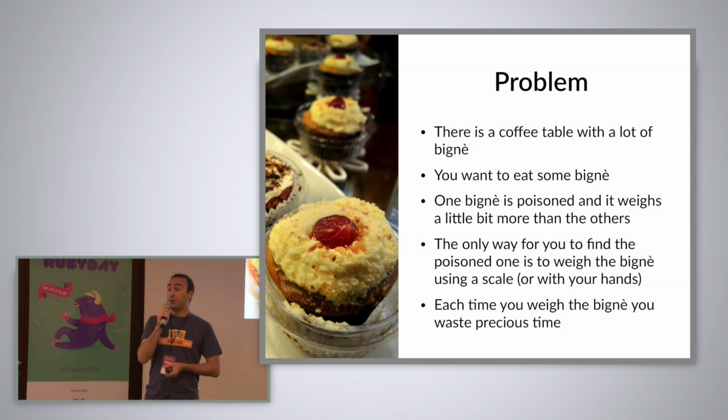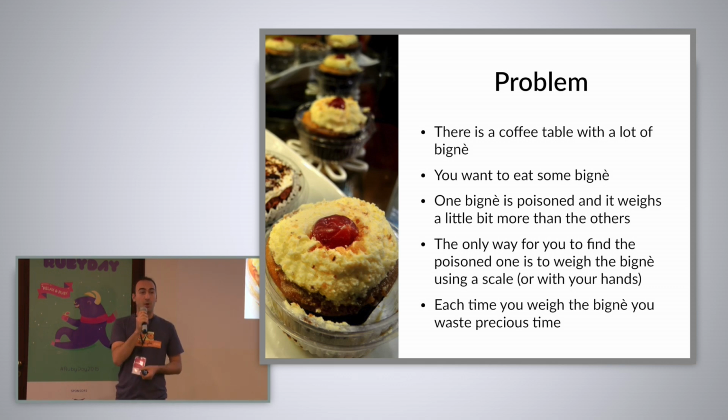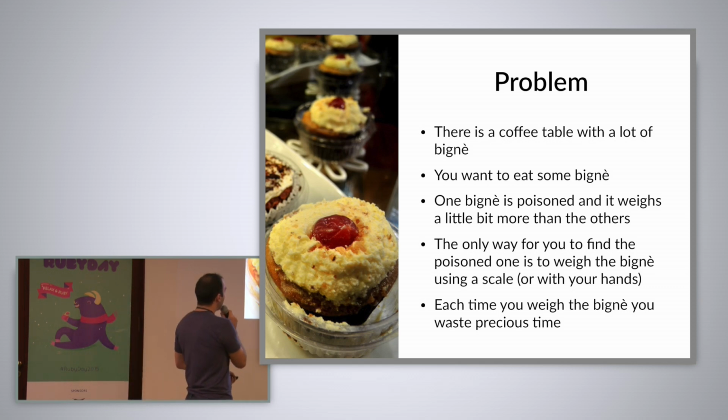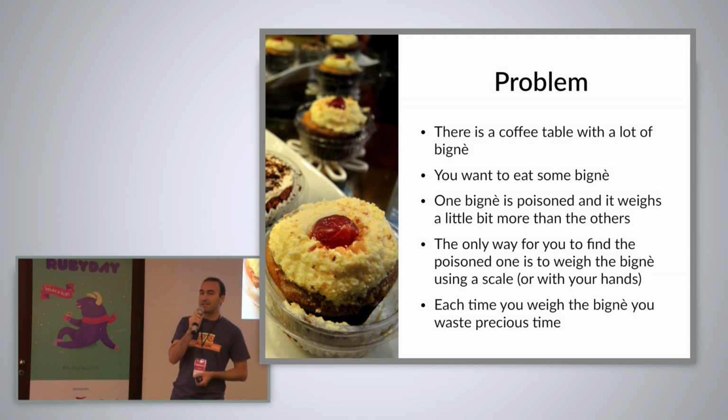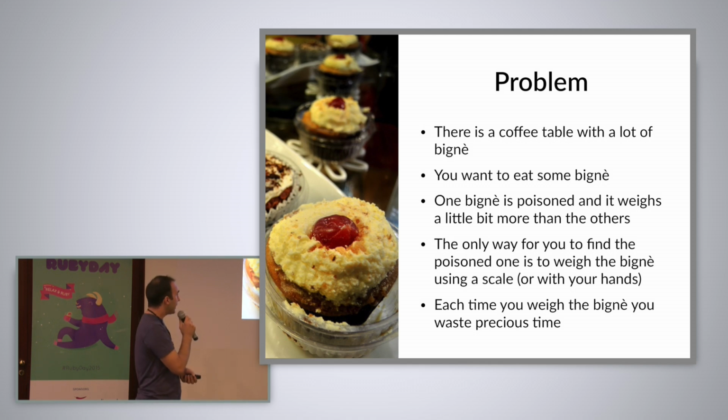The only way for you to understand which is the poison beignet is to weigh them, either with your hands or with a scale. Because of the poison, of course. And the constraint is that each time you weigh the beignet, you waste time. Of course, it takes time to take the scale, try that, yeah, it's good, no, it's not good, and so on. Okay, so what's your goal?